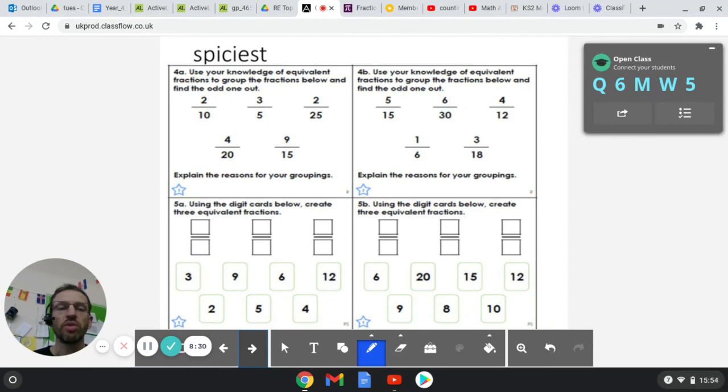Question 4A, 4B, 5A, 5B. Read them carefully twice before you do them. On questions 5A and 5B, you can only use the digit cards that they've given you. They've given you a 3 and a 9 and a 6 and a 12 and a 4 and a 5 and a 2. You've got to use those cards to create 3 equivalent fractions, 3 fractions which are the same. Bit of a puzzle, that.